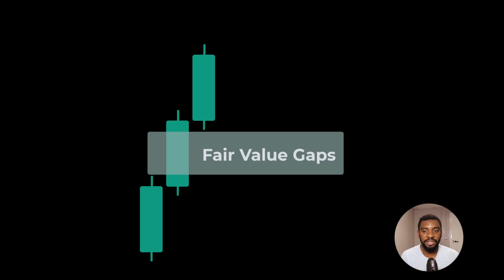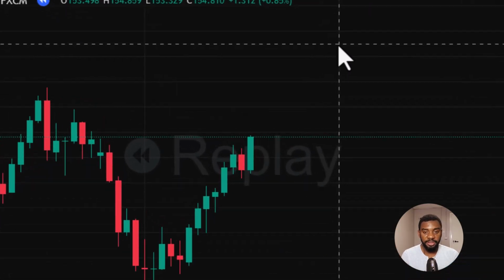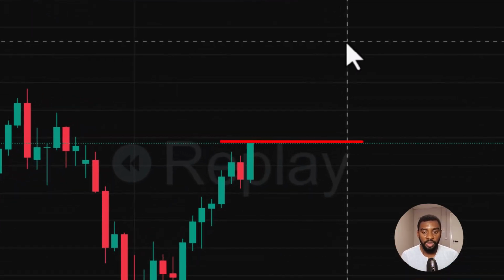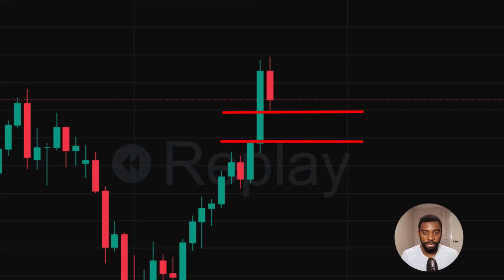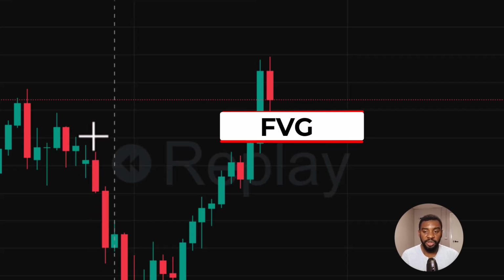Fair value gaps are another smart money clue. They show where price skipped over price levels during a fast move. Simply put, an FVG is a gap between candles caused by a rapid price spike. For instance, if one candle closes at 1.1000 and the next opens at 1.1020 with little overlap, the 20 pip blank space is a bullish fair value gap.